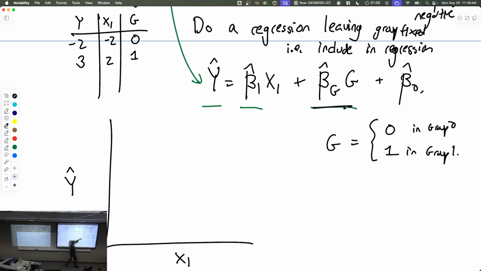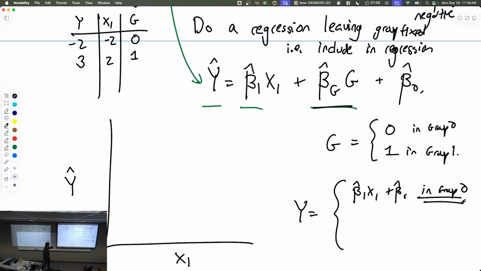So if G is either 0 or 1, then what is y hat? Well, it depends on what G is. And so you could write it like this. Y equals, you could say it's either beta hat 1 x1 plus beta hat 0 in group 0, right? Because if you're in group 0, then G equals 0. You plug in G equals 0 in the formula, and it just goes away. And then if G is 1, you have an extra term, plus beta hat 0 plus beta hat G in group 1, right? So what will it look like? It's two lines, but they have different intercepts. One of them, the intercept is beta hat 0. The other one is beta hat 0 plus beta hat G. I wrote a 1 by accident, but it should be a 0.